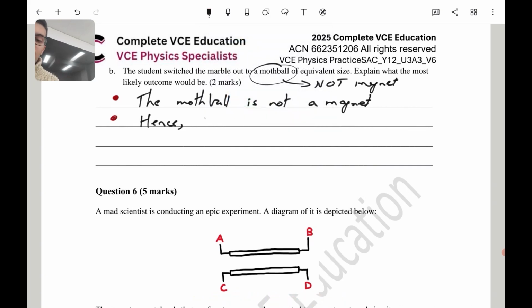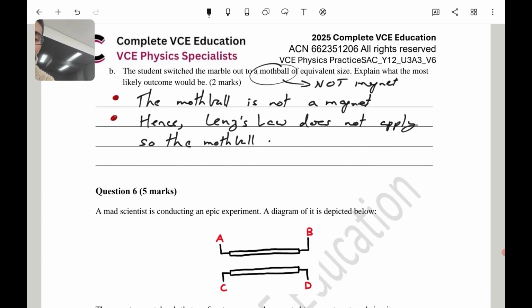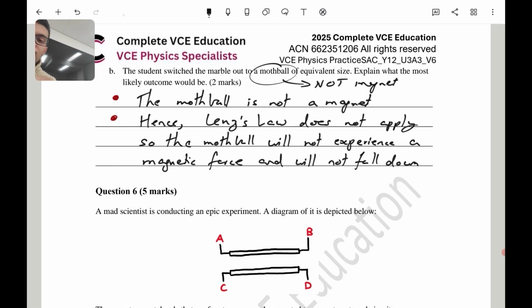Hence, Lenz's law does not apply. So the mothball will not experience a magnetic force, and will not slow down. Sorry, it will fall down, it will not slow down.